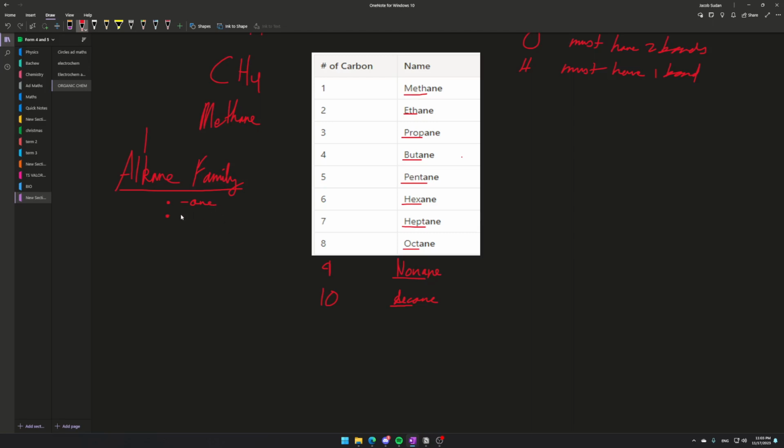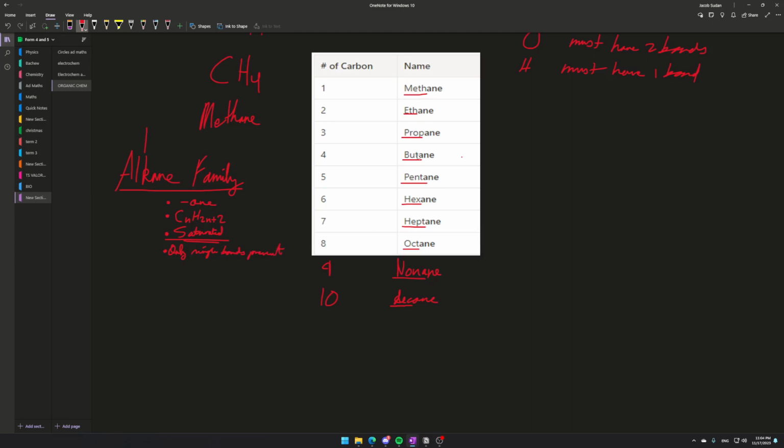They have the general formula CnH2n+2. They are saturated, not unsaturated, which means it's the simplest organic compound possible, and only single bonds are present.